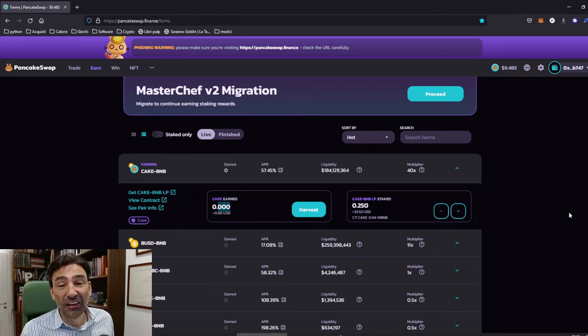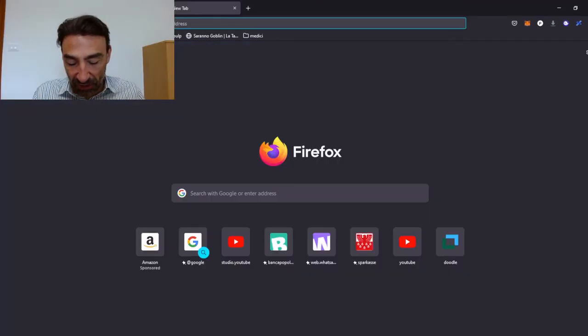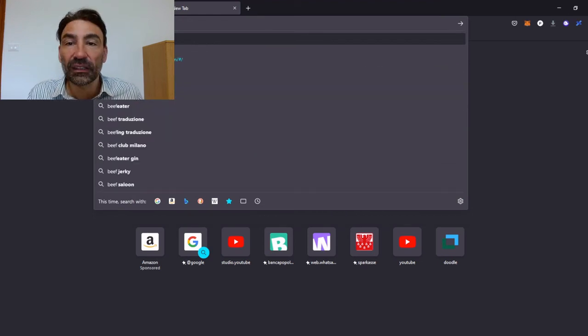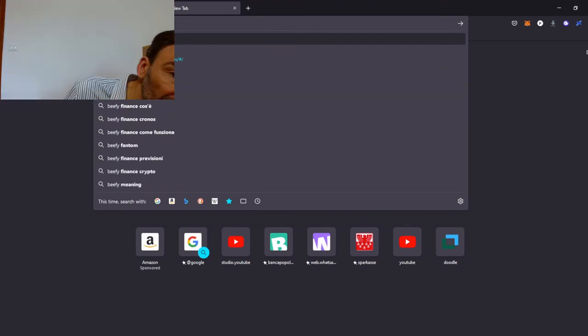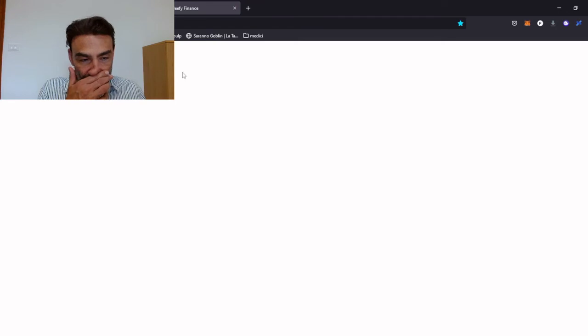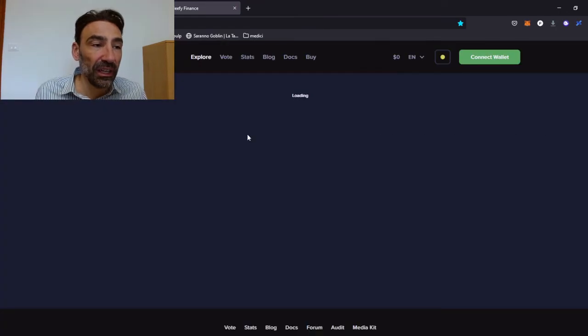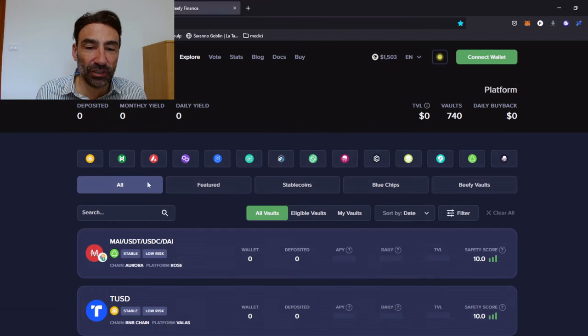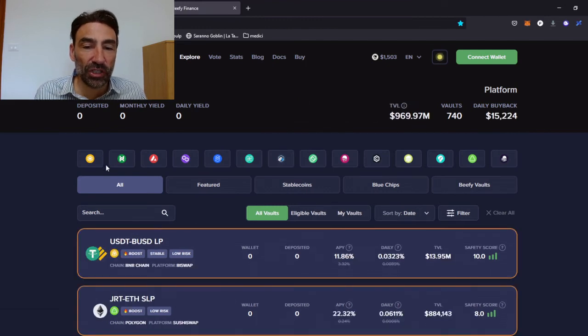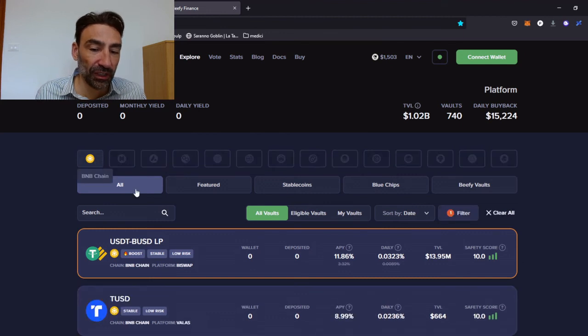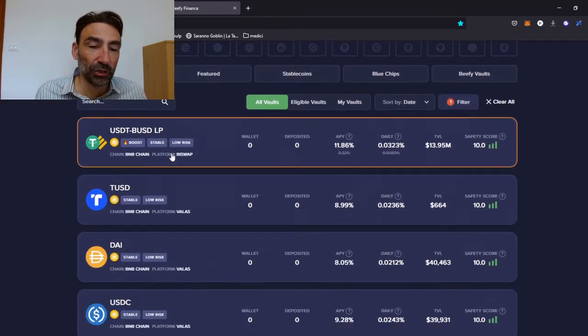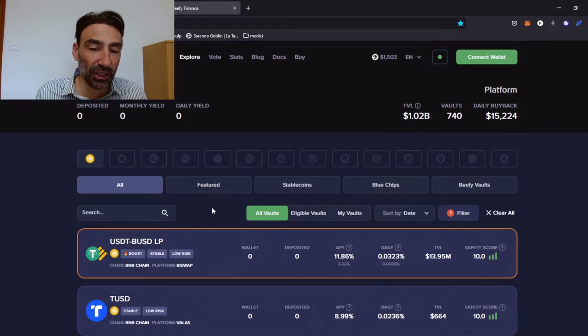Okay, isn't there an automatic tool which can harvest automatically for me? Yes, there is, obviously. There are other smart contracts like Beefy Finance, which make everything automatic. On Beefy Finance, there is the cow symbol. You can choose which blockchain you want to work with, for example, Binance Smart Chain. It will show you the best offers on Binance Smart Chain.